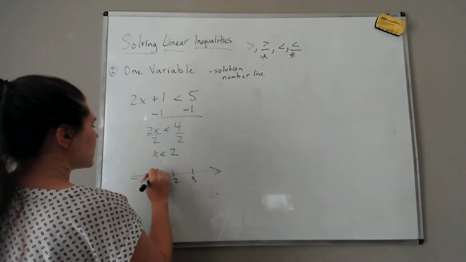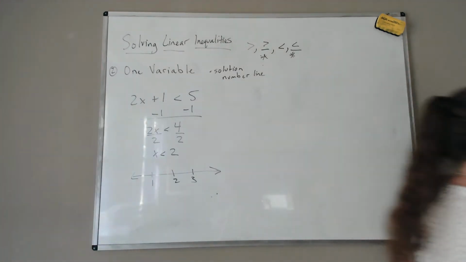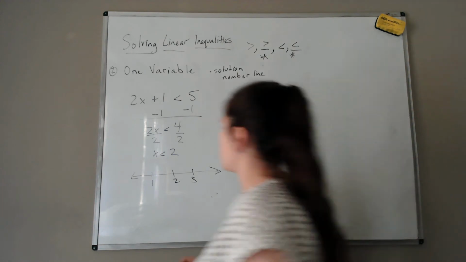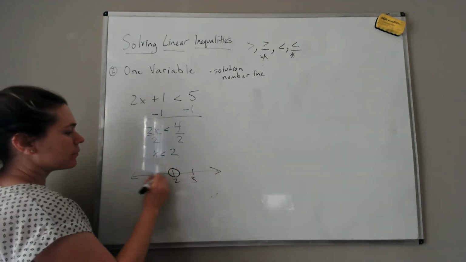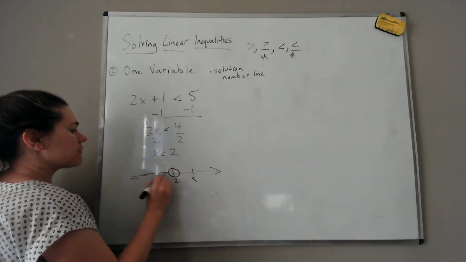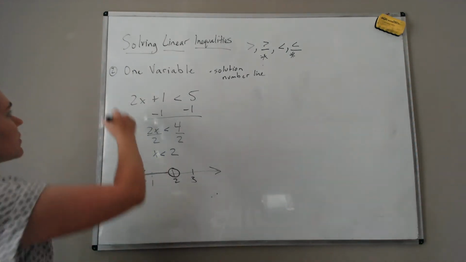And we can show our answer on a number line. 1, 2, 3. Now, can x be 2? No, it can't. But it can be anything less than 2. So on a number line, the way you show that it can be infinitely close to 2, but it can't be 2, is when you do an open circle. And then it says less, so we would shade to the left on the number line. And we would put our arrow. Okay, so that was number 1.